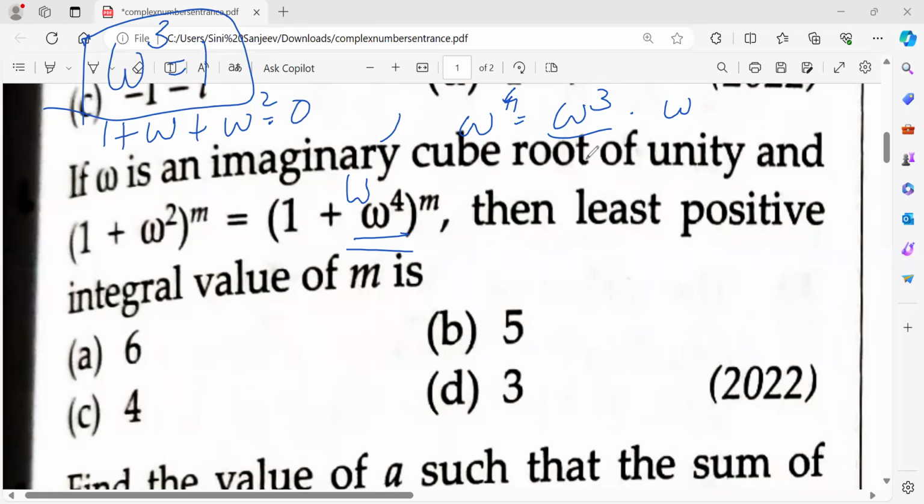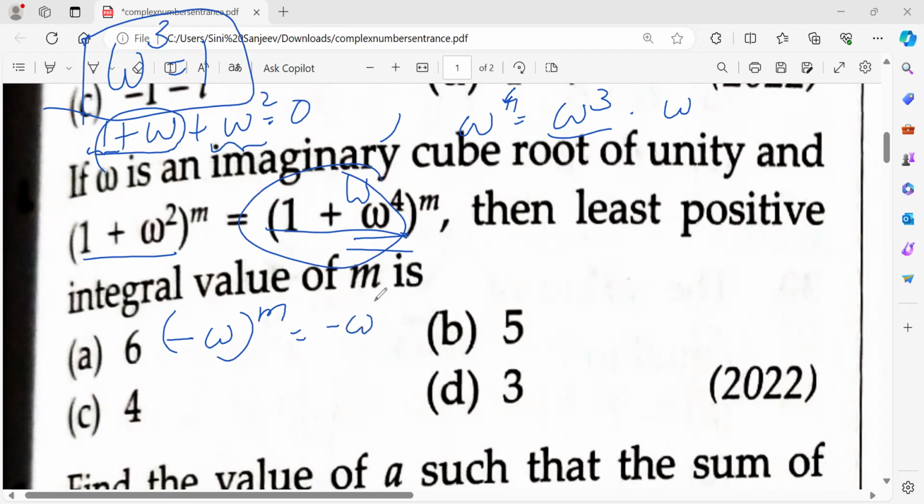Now, one more thing is 1 plus omega square is here. Correct? What is my 1 plus omega square? See the above equation here. What is 1 plus omega square? Minus omega. Correct? 1 plus omega square is minus omega whole power m. And what is my 1 plus omega value? This is my 1 plus omega. What is 1 plus omega value? Minus omega square whole power m. Is this step clear for everyone? I'm not doing anything great. Is it clear up to this for everyone?